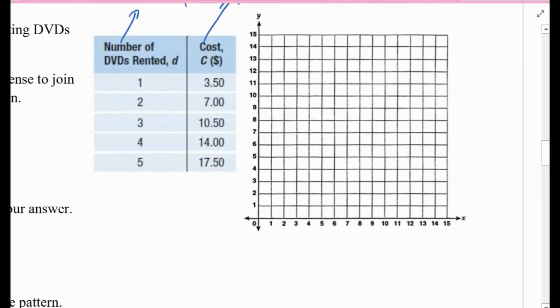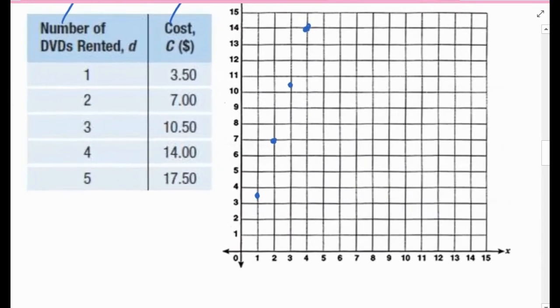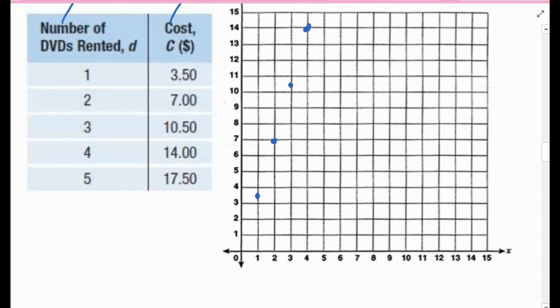If it is one DVD, the cost is $3.50. 2 DVDs, 7. 3 DVDs, $10.50. 4 DVDs, 14. I want you to do this. 5 DVDs, 17.5. It will be somewhere over here. So we graph the points. We plotted the points. And does it make sense to join the graph? Would you join the graph?